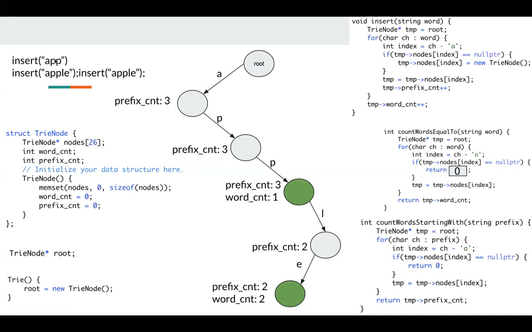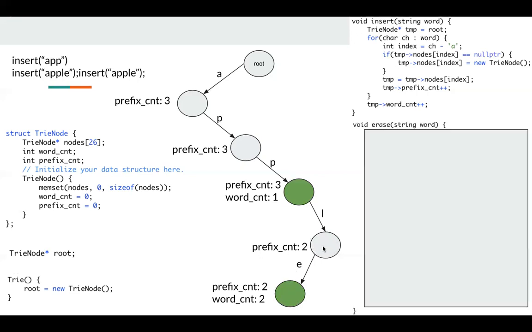If we insert app once and insert apple twice, the prefix counts will look like this: 3, 3, 3, 2, 2. Since only apple goes through those last two nodes, the prefix count of them is 2. Okay, so far so good.